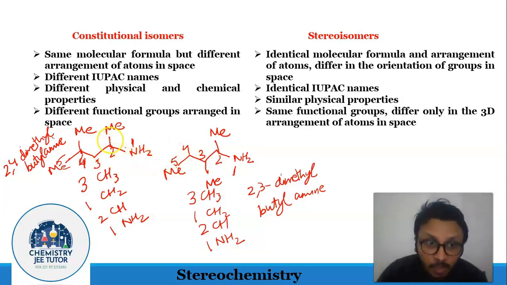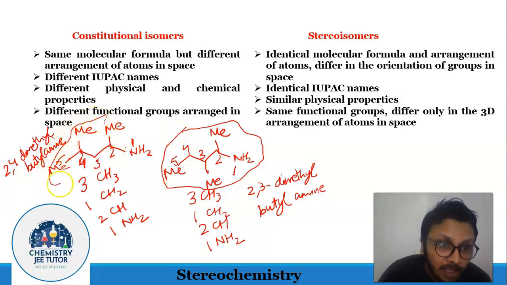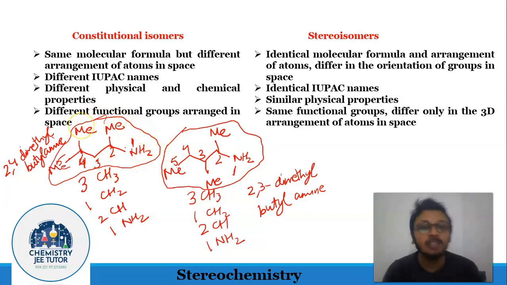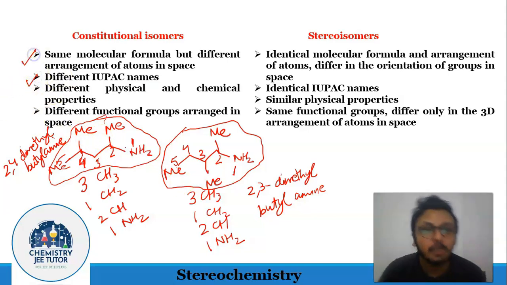Because here the two methyl groups are at 2 position and 4 position, while in this case the methyl groups are at 2 position and 3 position. So these are what are called constitutional isomers, or in some other cases these are also called structural isomers, because the structures are different, the arrangement of atoms in space. And by what I have described, the IUPAC names are also different. Because the arrangement of atoms in space is different, the physical and chemical properties also will be different because they are not the same. They have the same molecular formula, but the arrangement is different, so the molecule becomes fully different. So you can understand what constitutional isomers are.